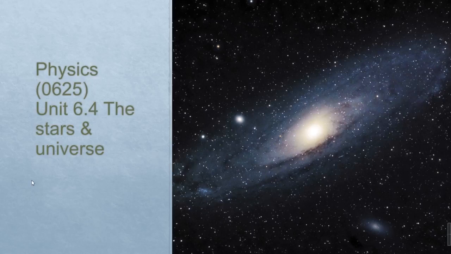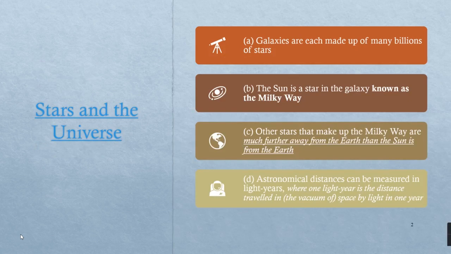Let's talk about the stars and the universe. So first of all, let's discuss the universe. The universe is made up of different galaxies. Each galaxy is made up of many billion stars. The sun is the solar star in our universe, and it's existing in the Milky Way.